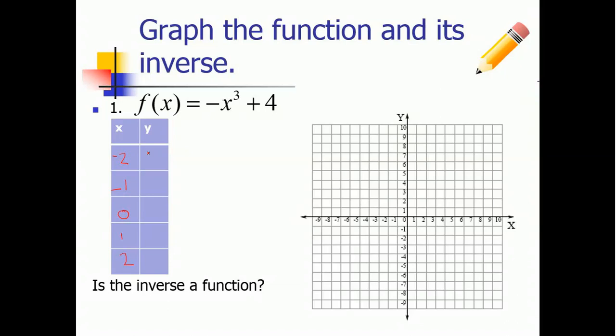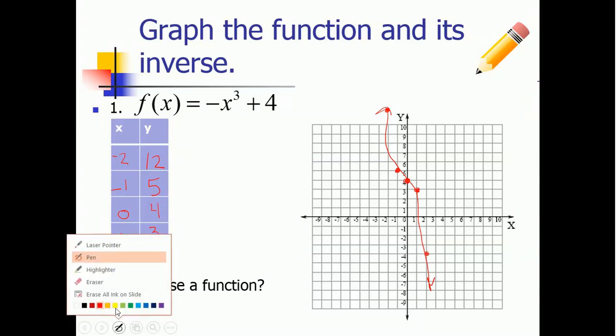When I plugged in a -2, I got 12. Plugged in -1 for my x, so that'd be -1 cubed, -1, positive, 5, because 1 plus 4 is 5. For 0 I got 4. For 1 we got 3, and for 2 I got -4. So I'm going to graph my function here. So -2, 12, that's going to go about right there. -1, 5, 0, 4, 1, 3, and 2, -4. So it does a graph something like this. It's a cubic function, it's definitely what it should look like there.